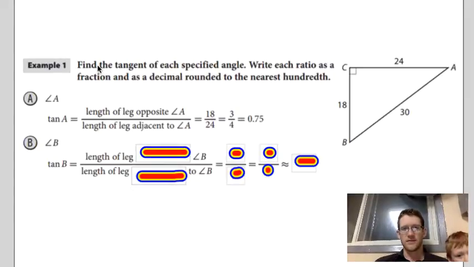This one just asks, find the tangent of each specified angle, and write each ratio as a fraction and as a decimal rounded to the nearest hundredth. So the first is angle A. The tangent of angle A, so the tangent of this angle over here, is equal to the opposite over adjacent. So it's going to be 18 over 24. 18 over 24 is the same thing as 3/4, or if you punch this into a calculator, you get 0.75.